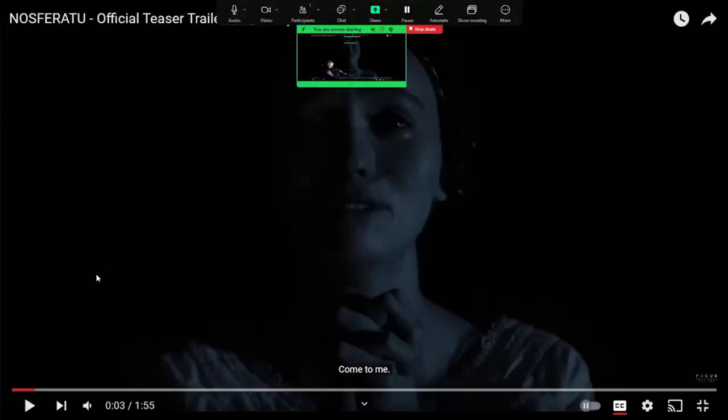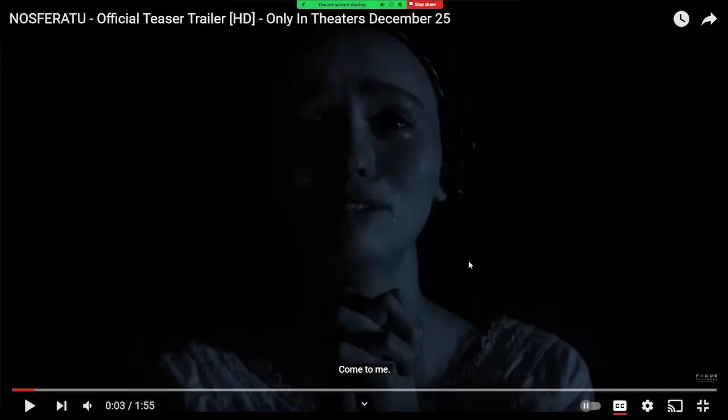And I just want to share my screen one more time so you can see what I'm talking about. In this first frame right here, you can see that this character, played by Lily-Rose Depp, I believe her name is, is calling out to a character, which I'm assuming is the vampire. And she's calling out to him. And then I'm going to mute it so that way it doesn't start playing.